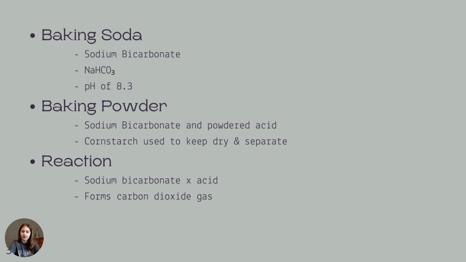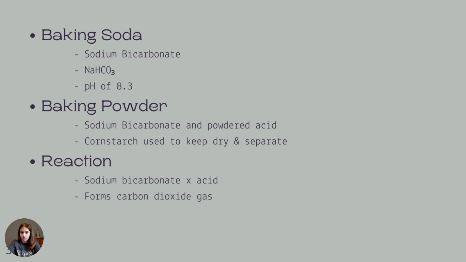So let's start with the basics. What is baking soda? Baking soda is pure sodium bicarbonate. It is a chemical compound, and you can see its chemical formula here on the second dash, NaHCO3. It has a pH of 8.3, which I'll get to in a minute. And baking soda, sodium bicarbonate, when baked or heated by itself, splits into carbon dioxide gas and a sodium carbonate.